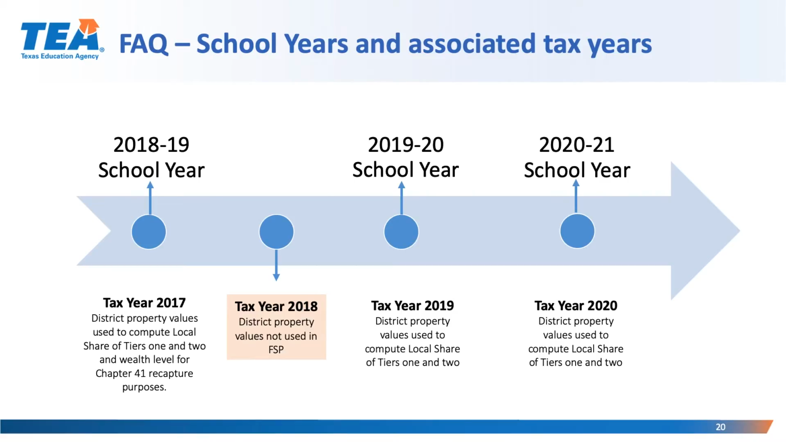So going back to this current school year, 2018-19, you'll see that we will be using the tax year 2017 values to compute the local share of the FSP. Tax year 2018 will not be used in FSP. Those values will be skipped. And in 2019-20, we will be using the tax year 2019 values. And then in 2020-21, we'll move on to the tax year 2020 values.